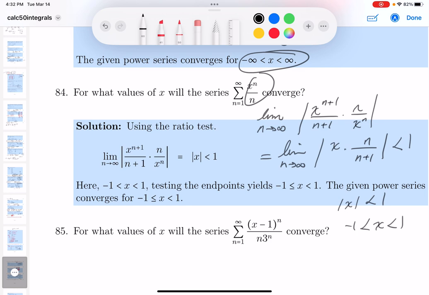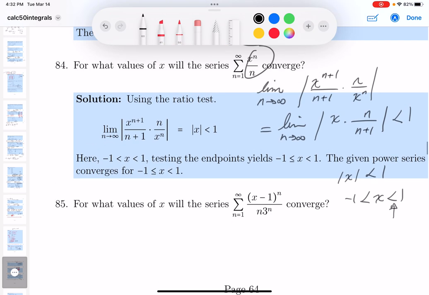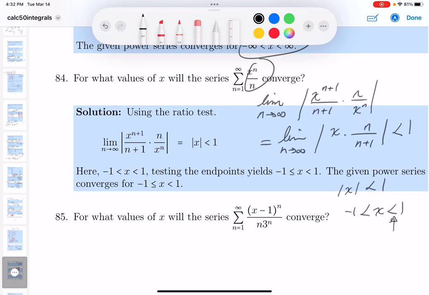Now, what we're not clear about is what happens at 1, so we need to test it out. And we also need to test out minus 1. So if x is 1, what do you get? You get a pretty simple series, by the way. You get the sum from n equals 1 to infinity, and 1 to the n is just simply 1, so 1 over n. So that clearly is divergent.